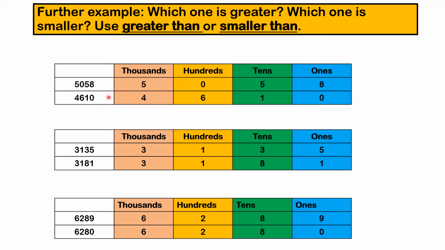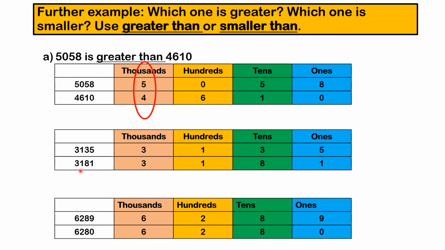For this case, again, let's have a look at the thousands first. We can see that 5,000 is greater than 4,000, and the thousands are different. So we can say that 5,058 is greater than 4,610.